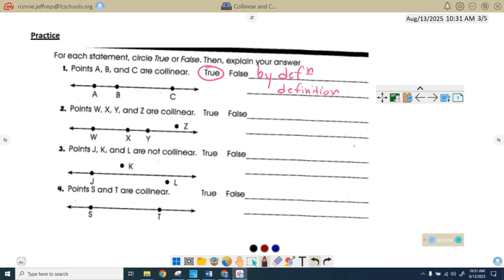That's why I'm showing it to you now. Okay? By definition. I've taught you the definition. I know the definition. You should know the definition. By definition, yeah, they're on the same line. That's what the definition says. So you have choices. You could say by definition, or you could put they're on the same line.